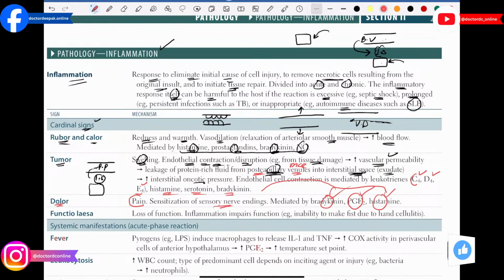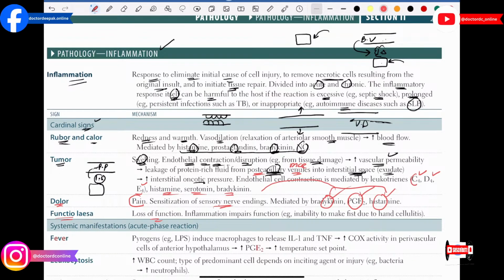Then after that we have another cardinal sign that is called functio laesa, which is also called the loss of function. Basically, you guys also know that, let's suppose I mistakenly injured my index finger, and I know that I am not going to use this finger for work because it is painful, it is swollen, it is red, it is warm.